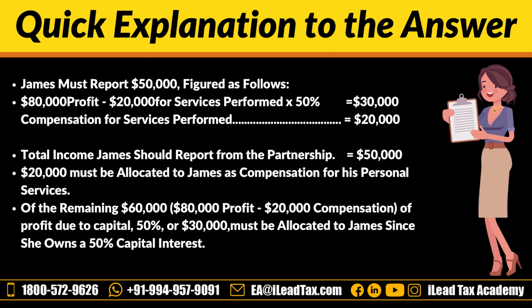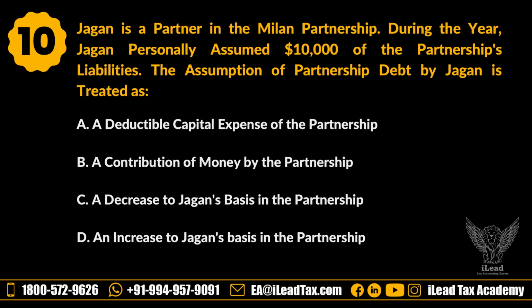Now, after deducting the guaranteed payment from the profit, the remaining amount is 60,000. So 60,000 times 50% is 30,000. So 30,000 is James' share of income, and 20,000 is his guaranteed payment. So the total is 50,000: 30,000 income and 20,000 guaranteed payment. So the total comes to 50,000. Let's go to the next question.